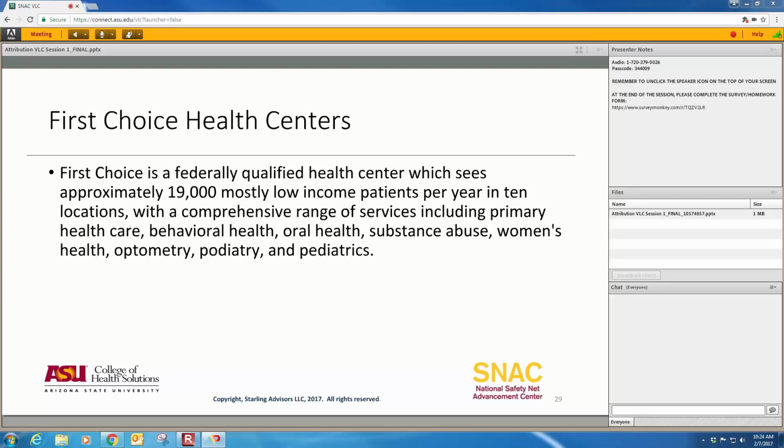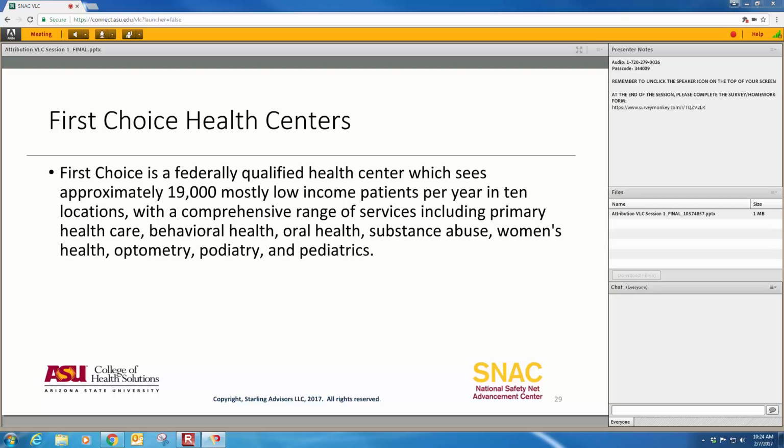Okay, I'm Theodoro Anderson Diaz, from First Choice Health Centers. First Choice is an FQHC. We see approximately 19,000 people, mainly all low income. We are scattered throughout 10 locations, and we provide a wide range of services, including primary care, behavioral health, both mental health and substance abuse, oral health, women's health, optometry, podiatry, and pediatrics.